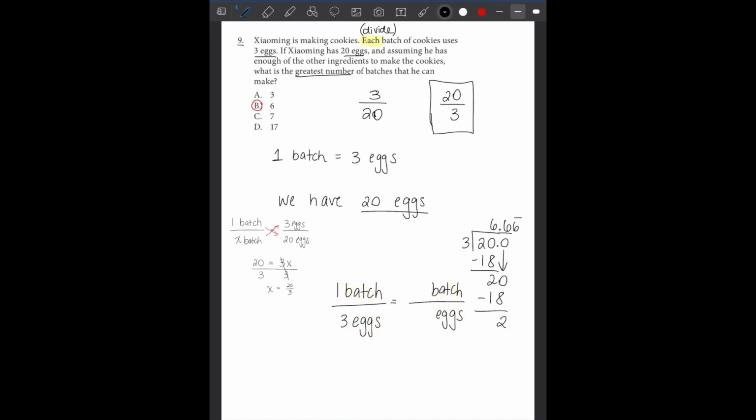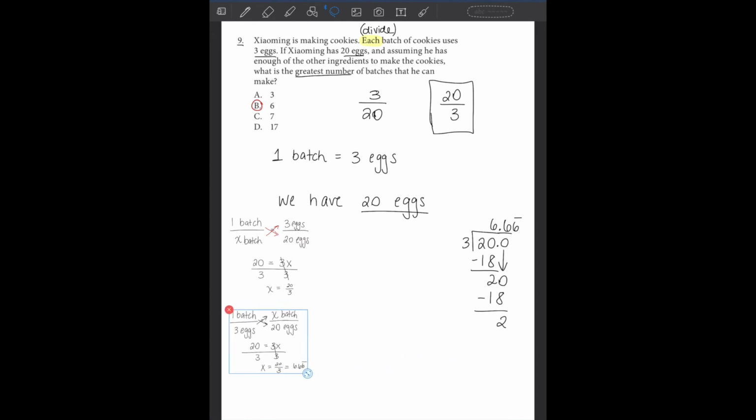So with that being said, now we can fill in an x here and 20 here. We're going to cross multiply here and here. We would still get 20 equals 3x. Solve all the way. X equals 20 over 3, which we figured out was 6.6 repeating. That's another way you could have just set it up differently. I'm going to put that in the corner.